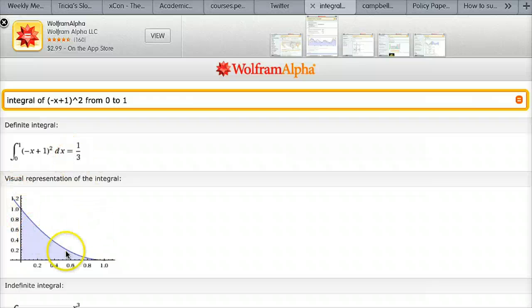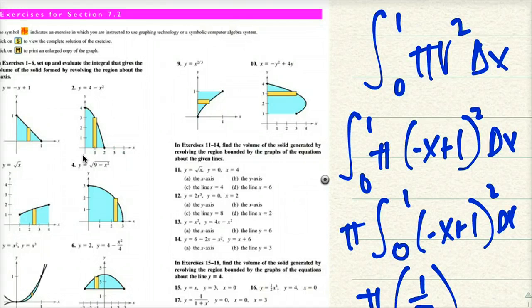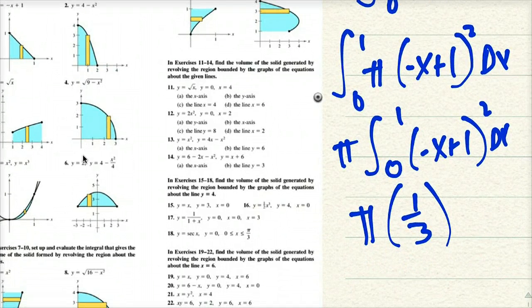And then this is like a different integral. Remember, we're doing a rotation, so this isn't exactly what the picture looks like. And it says the answer is 1/3. So if I go back to my problem, this is actually just 1/3. And I saw that pi on the outside, so my answer is going to be pi over 3.